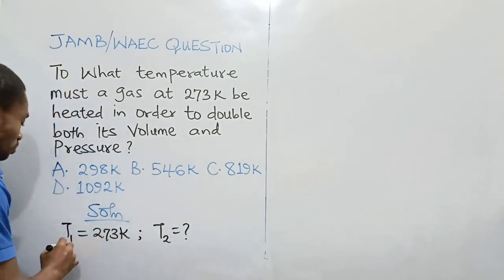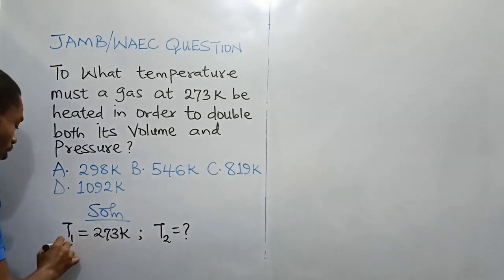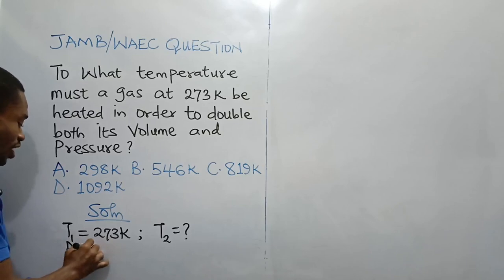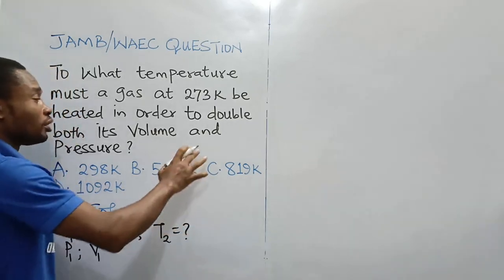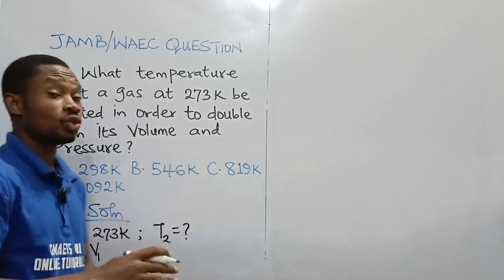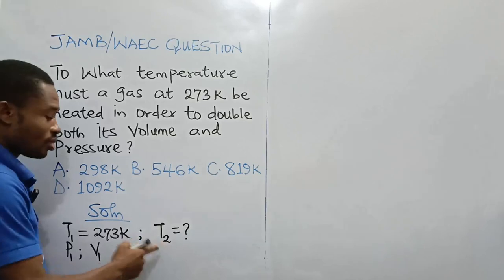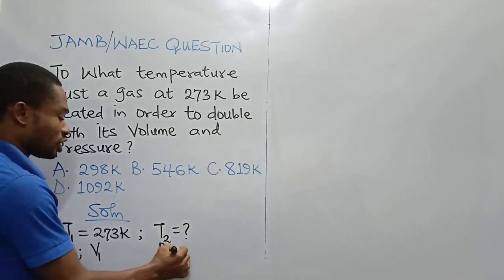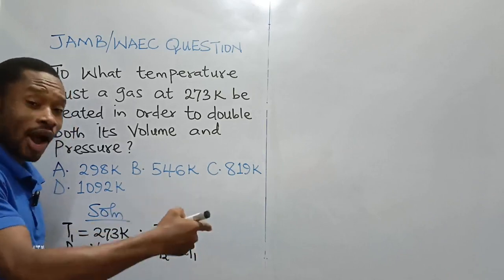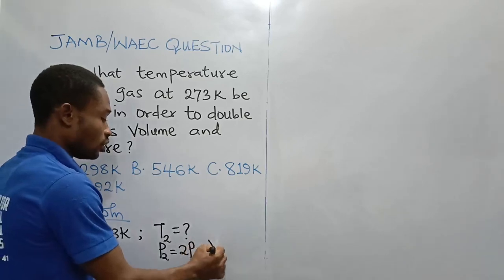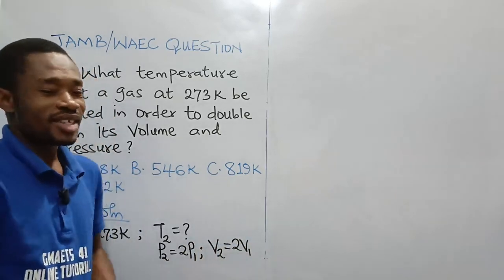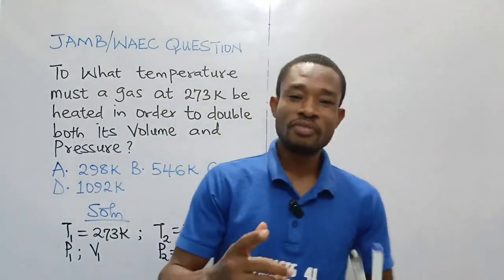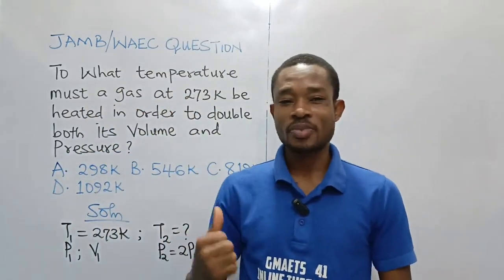Now, we don't know the final temperature. The initial pressure, let's represent it with P1. The initial volume, let's represent it with V1. Now coming to the final condition when you heat this gas to a certain temperature which we don't know, T2. At that time, it is expected that the final pressure will be doubled, meaning twice the initial pressure. Also, the final volume is going to be twice the initial volume. So these are the data provided in the question. And once you get this, the problem is solved.